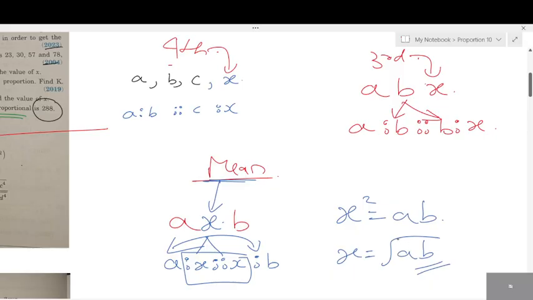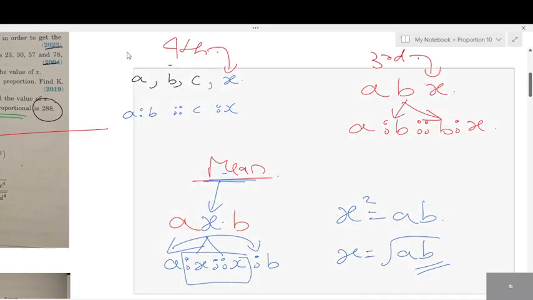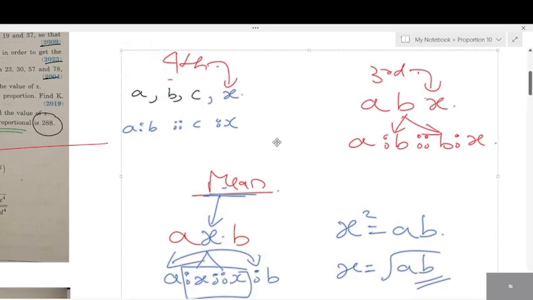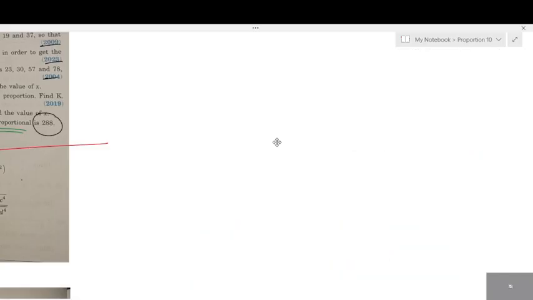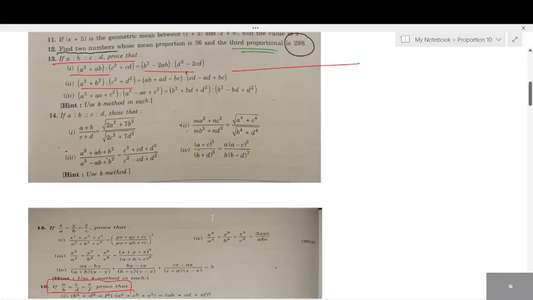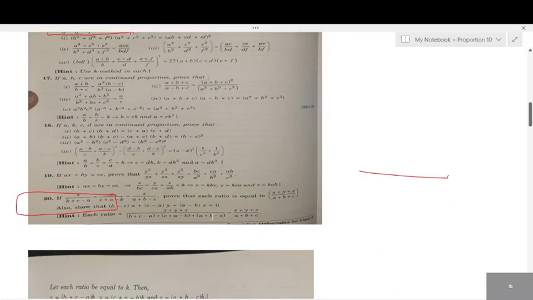So just go through this: fourth, third, mean. Only if you understand this, we'll be able to solve the other mains. The other 4 or 5 mains depend on these topics: fourth proportion, third proportion, mean proportion. Any doubts in this? Do you have any doubts? Okay. Joanna, did you understand what is fourth, third, and mean proportion? Fourth main, 15th, 16 is done.